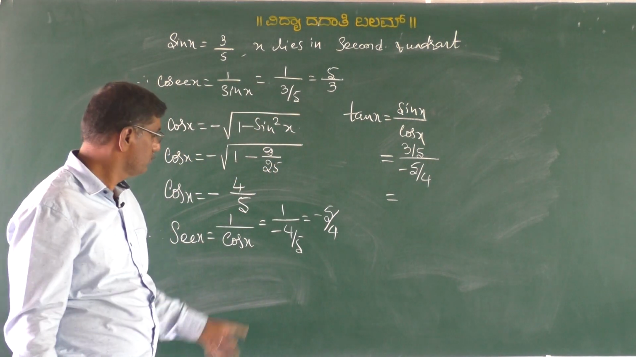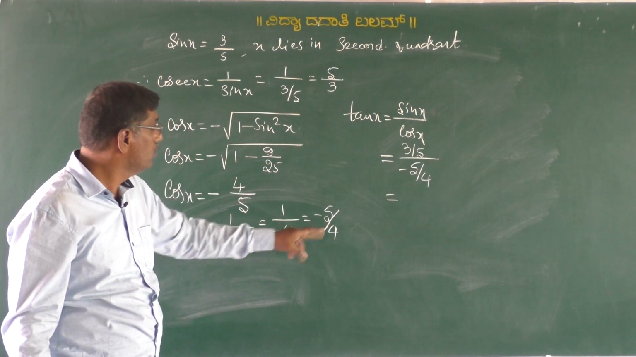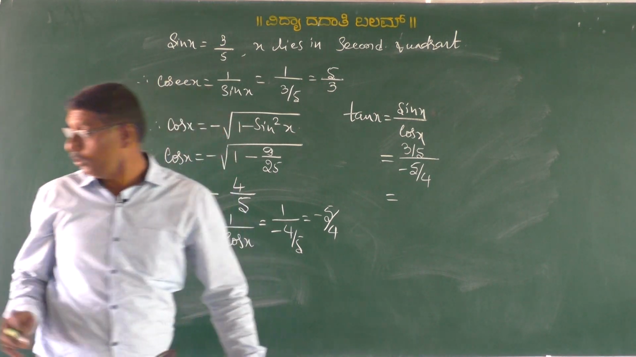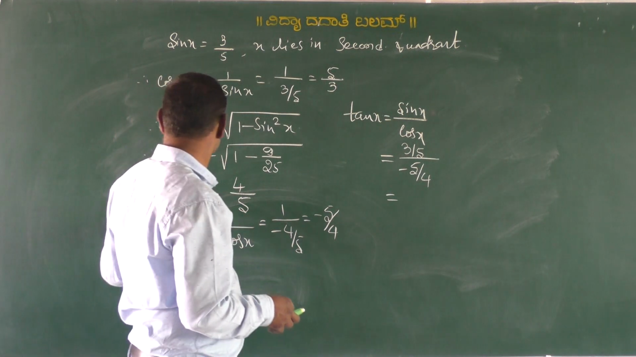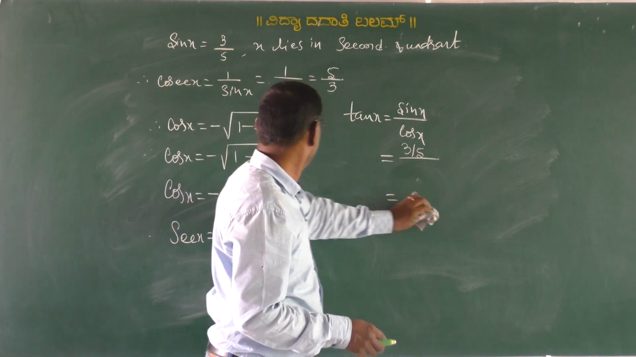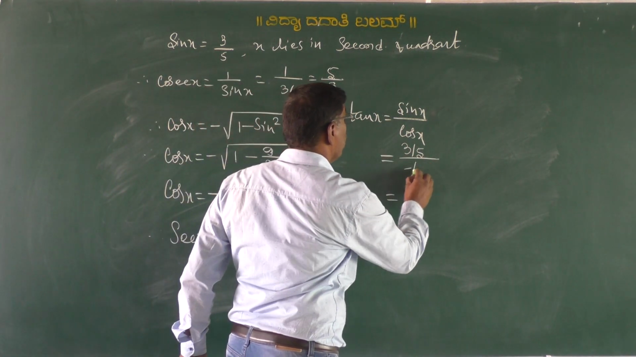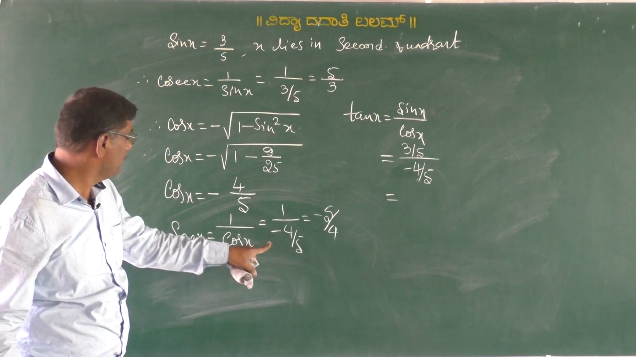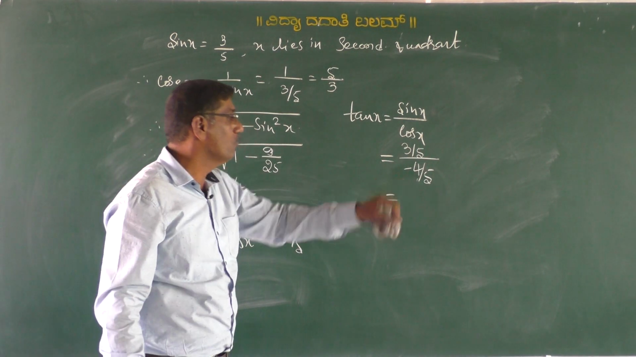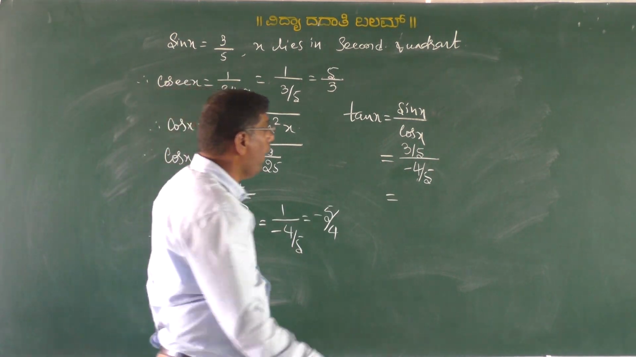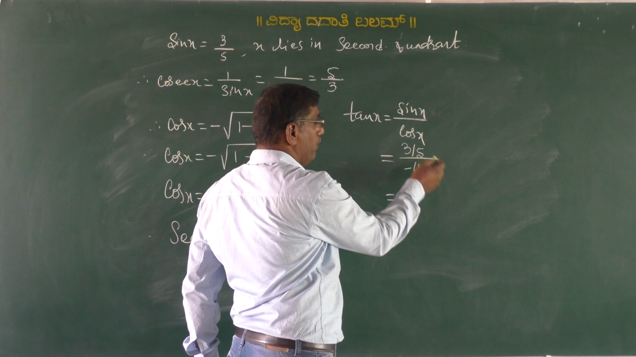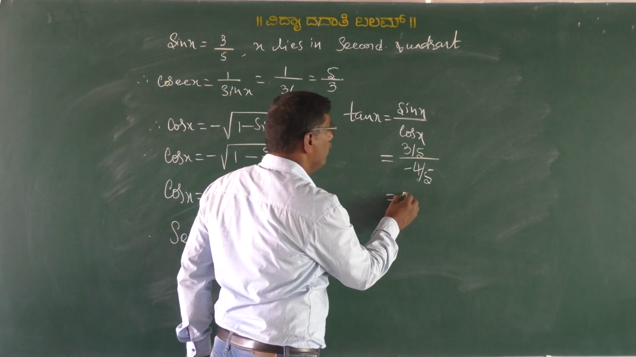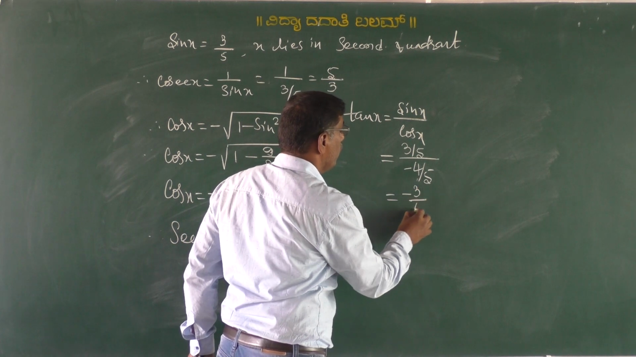Cos x here is minus 4 by 5, because it is cos x, not secant x. Now, see here, 3 by 5 divided by minus 4 by 5, the 5s get cancelled. Then we get the result of minus 3 by 4.